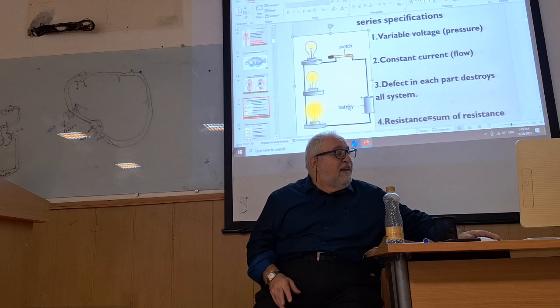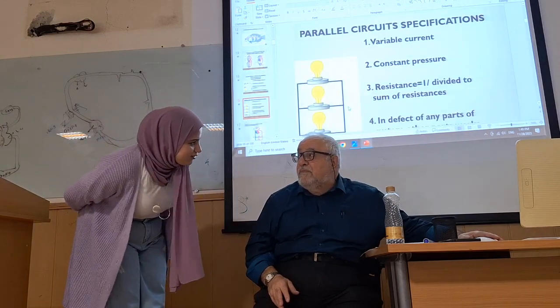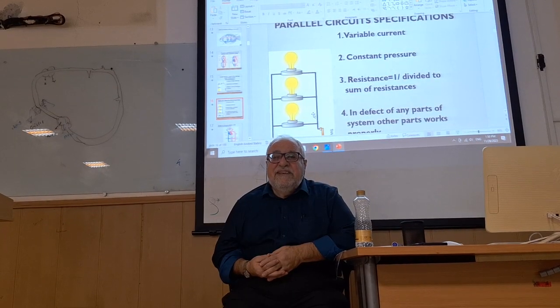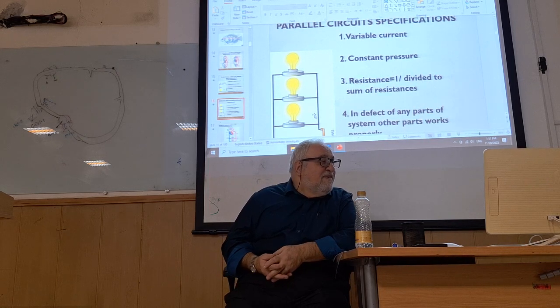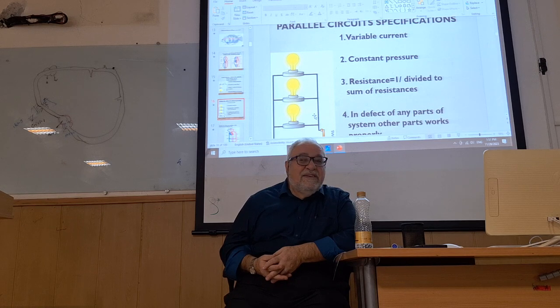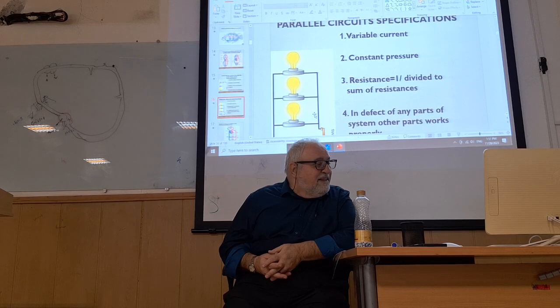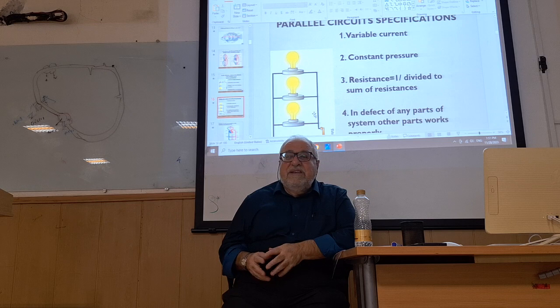But we have another system, the parallel system. What is the parallel system in physics? The parallel system has four specifications: variable current, constant pressure, constant loop, resistance is divided, one divided by all of them, and an effect in the behavior of any part doesn't affect the other parts.